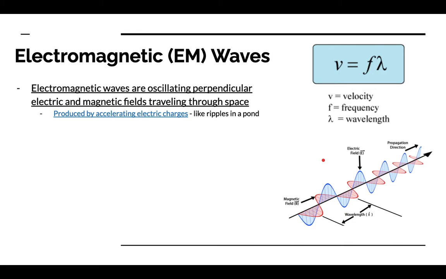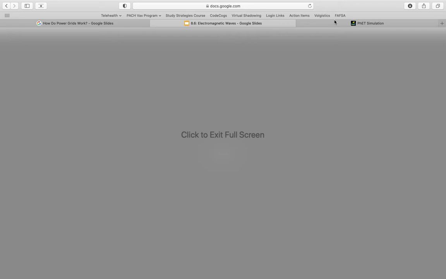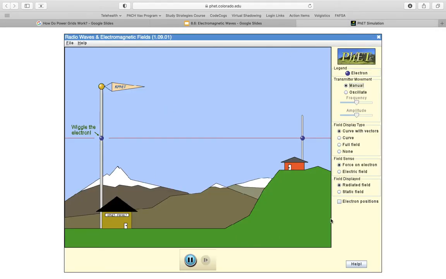These electromagnetic radiation and electromagnetic waves are produced by accelerating electric charges, the same way that when a boat moves in a pond, it will produce ripples. The same thing happens with accelerating electric charges, as we see right here. Okay.